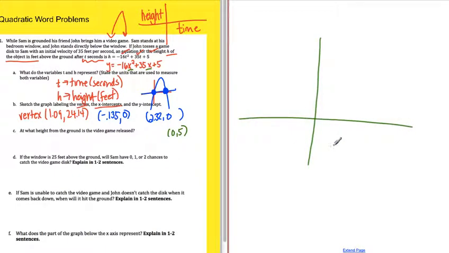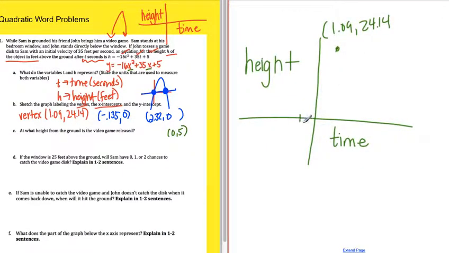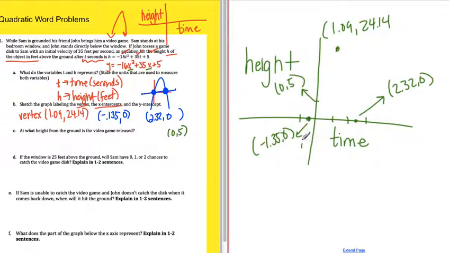So to give a good sketch of that, what's happening there is you have time and height. Got these ordered pairs: 1.09, comma 24.14. That one is negative 1.35, comma 0. This one, 2.32, comma 0. And then you got 0, 5. So there's the rough sketch of that.